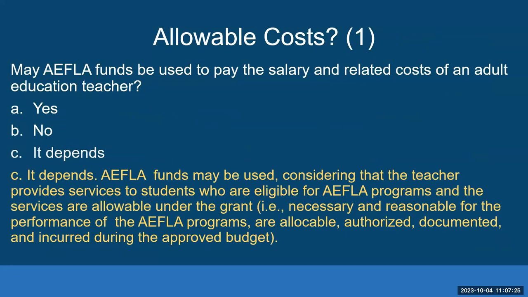Okay. And we have a couple of questions to understand the allowable cost and allocation. So in this case, the question is, may AEFLA funds be used to pay for the salary and related cost of an adult education teacher? And a lot of the times without knowing details, the answer will be, it depends. Generally, salary and related costs are allowable, but the costs are subject to restrictions and reporting requirements. So in this case, it will depend. AEFLA funds might be used considering the teacher provides services to students who are eligible under AEFLA, and the costs are necessary, reasonable, and meet all those requirements, and comply with the supplement not supplant provision.